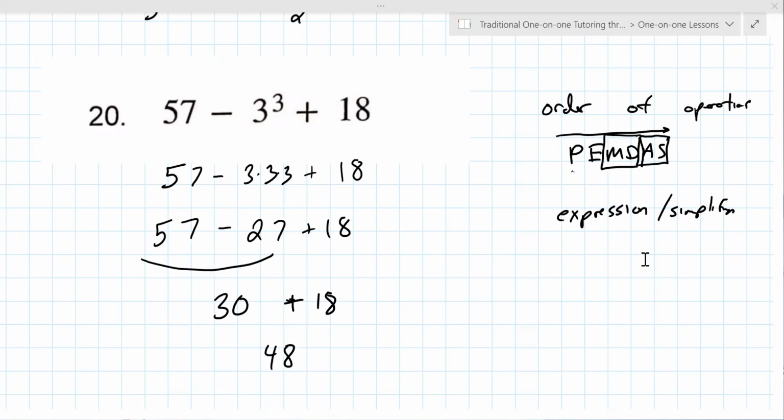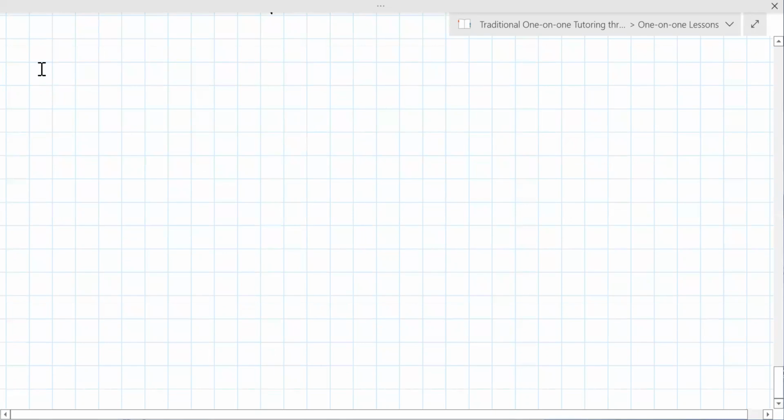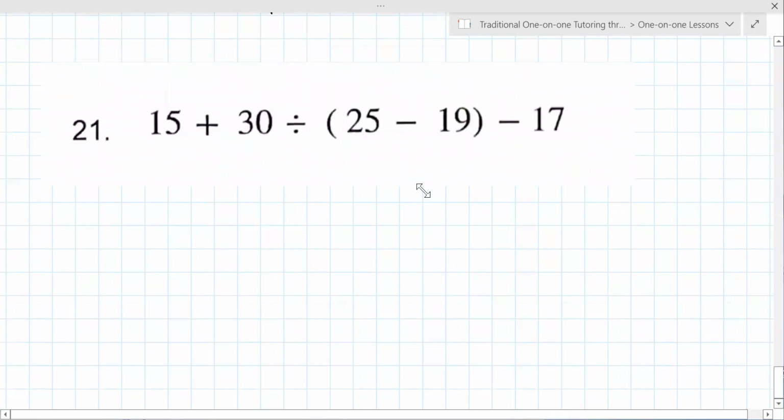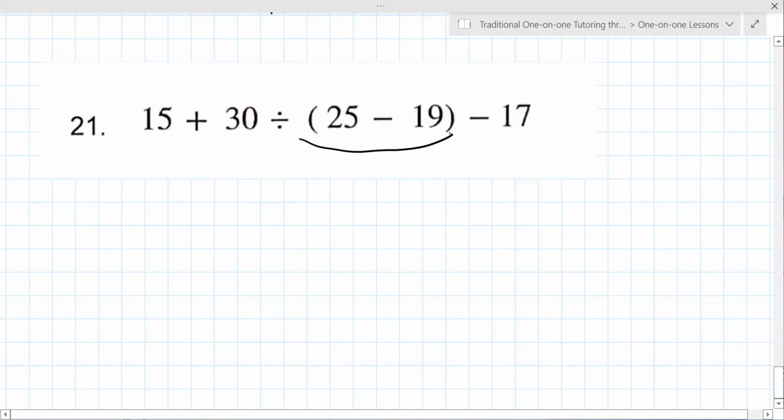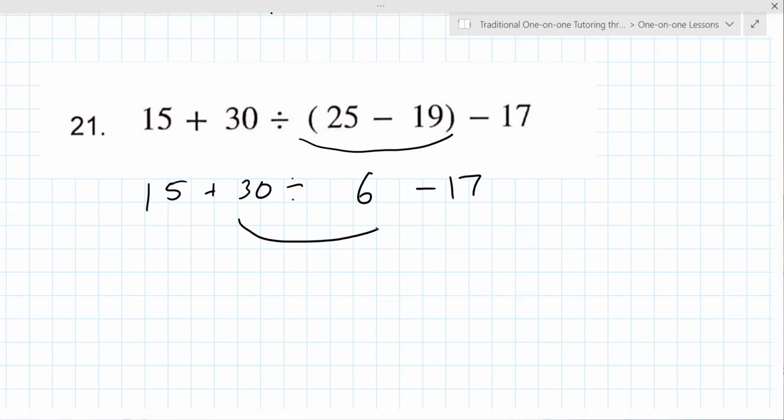All right, let's look at another last one here. We'd always do the 25 minus 9 because it's in parentheses. Then that would be 16, which would be 6. And then I recommend just rewriting the line and looking at the operations again. The more you do this, the more you'll be drawn to the one that has the higher precedence. Okay, and then you do left to right. So 15 plus 30 is 45.